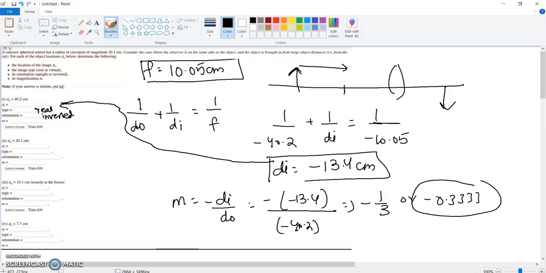Right. So once we are done with the first part, let's now try to solve it in the same manner for part 2. We have a different distance. I'll clean it up first.